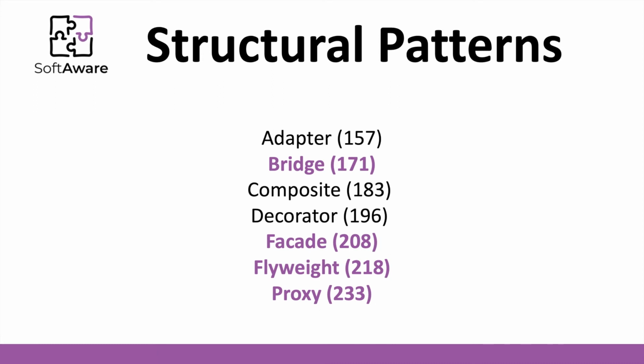A facade defines a higher level interface that makes the subsystem easier to use. We have a flyweight that is used for sharing, to support a large number of fine-grained objects efficiently. And finally, we have the proxy, to provide a surrogate or placeholder for another object to control access to it.